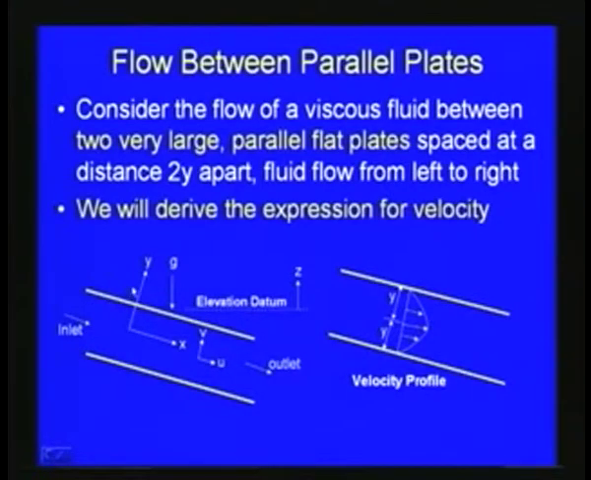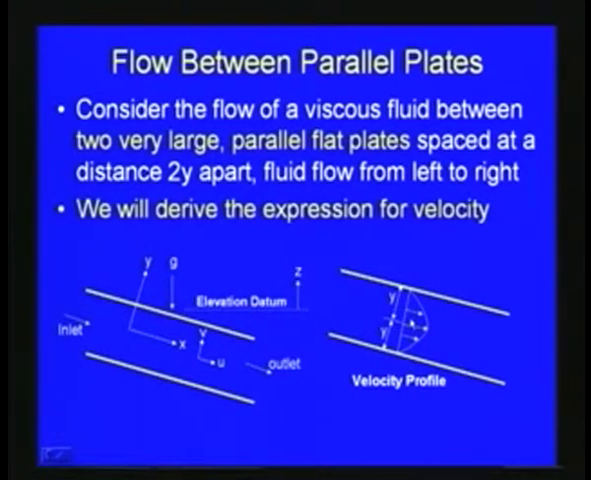So, we can see here these two plates placed at a distance of 2y between them, and the flow is taking place from left to right like this. This is the inlet of the flow, here is the outlet of the flow. We consider the axis at the center, between the plates. So, here is the origin, x direction is here, y direction is here, and we consider acceleration due to gravity. The elevation datum is here.